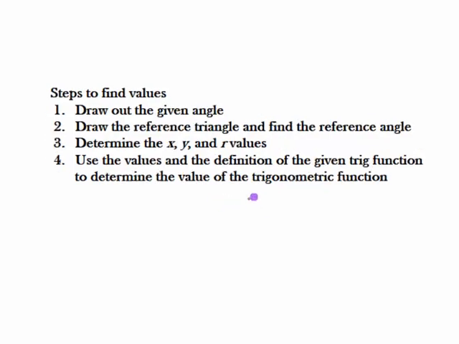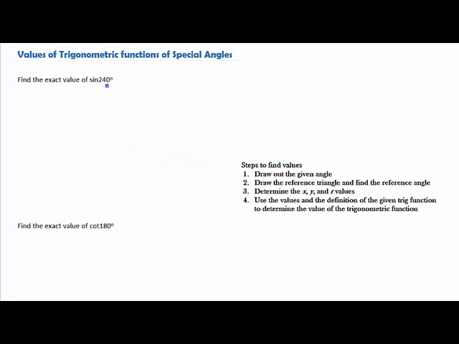So let's take a look at a first example. We have the sine of 240. Again, first thing we're going to do is draw out 240 degrees. All we need is a little rough sketch. So 90, 180, 240 is somewhere over here. Step 1. Next, we're going to draw out the reference triangle and find the reference angle.